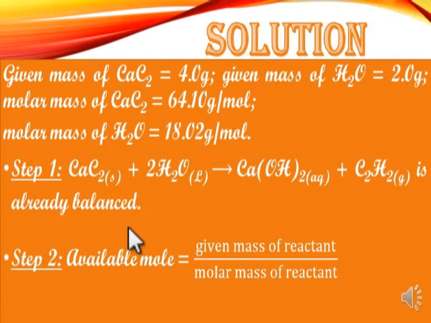Now step 2, calculate available mole. The formula for available mole is given mass of reactant all over molar mass of reactant. Remember, there are 2 reactants, reactant 1 and reactant 2. So you are expected to calculate the available mole of calcium carbide and also the available mole of water. Now let's proceed.